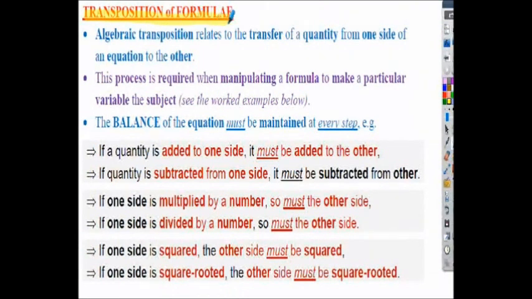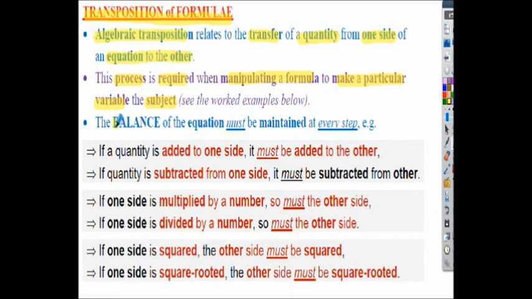So transposition of formulae. Algebraic transposition relates to the transfer of one quantity or one variable from one side of the equation to the other side of the equation. This process is required when we're manipulating a formula to make a particular variable or symbol the subject of the equation, and we will consider lots of transposition examples within this presentation.